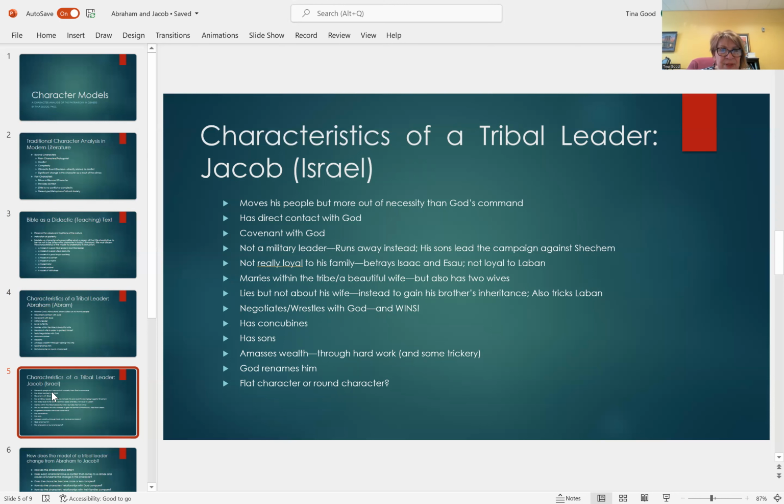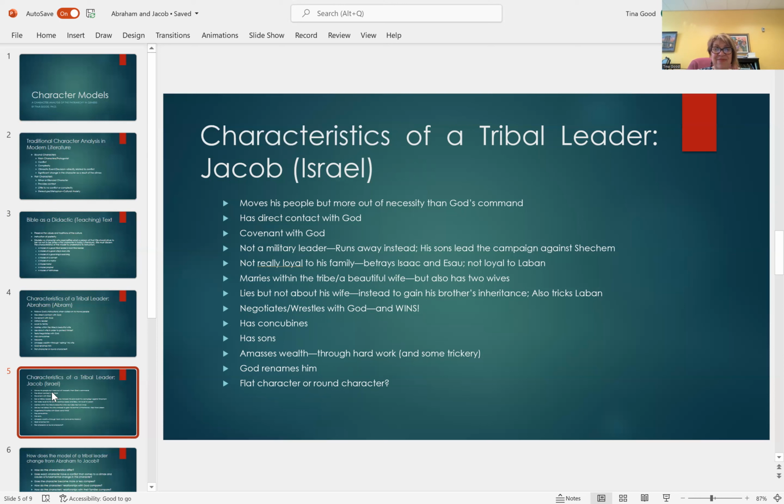He lies. Jacob lies, but not about his wife in order to protect himself. Instead, he lies to gain his brother's inheritance. And he also tricks Laban, right, in order to get more of his flock, so that when he leaves, he leaves a wealthy man. He does negotiate with God. There's a moment where he says, God, if you will do this, I will do this, right? That's pretty gutsy, right? God, you do this, I'll do this, kind of making a deal with God.